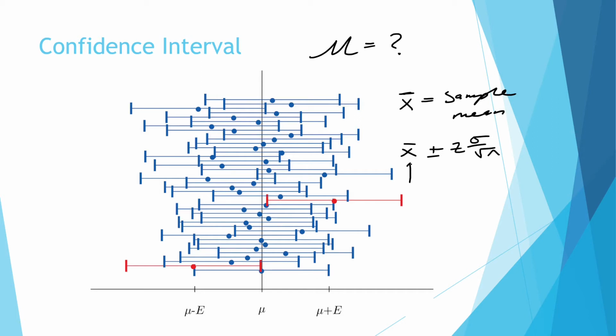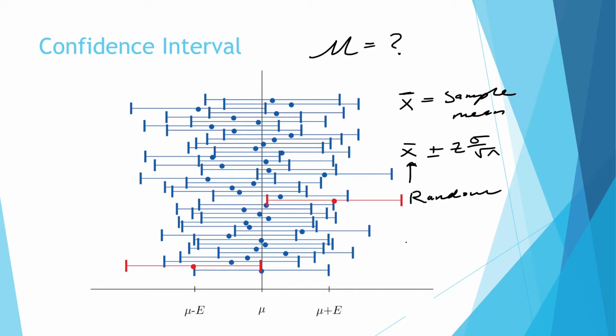But remember, x bar is done at random. How do I know that this random sample contains the true mean? How do I know that this sample mean and this confidence interval is good enough to contain the true mean within the interval? To be honest, we really cannot tell from our confidence interval.